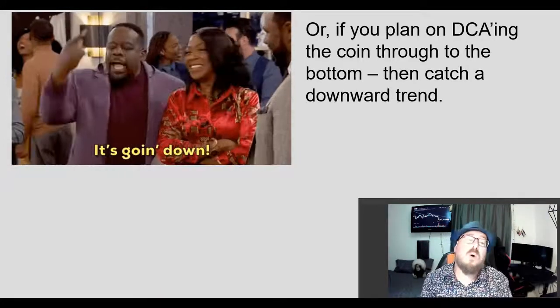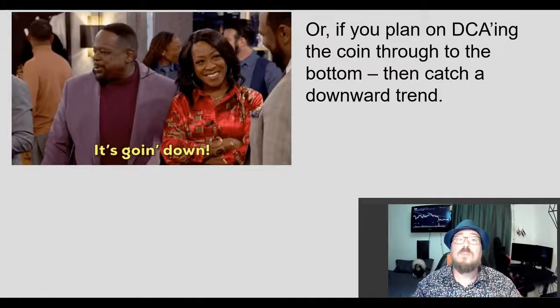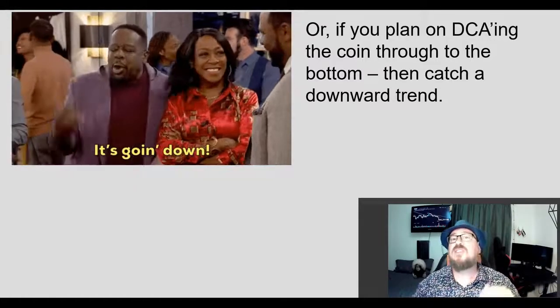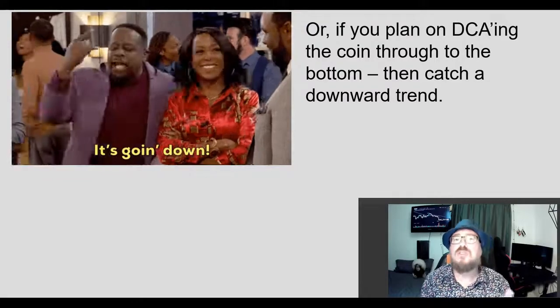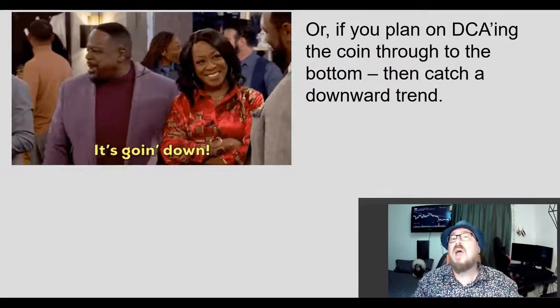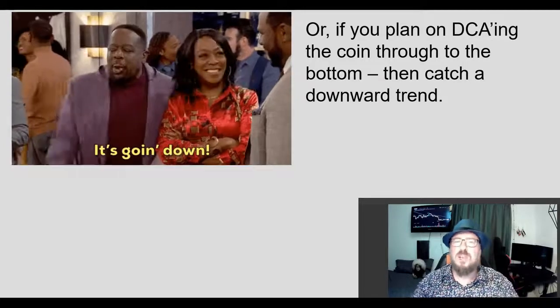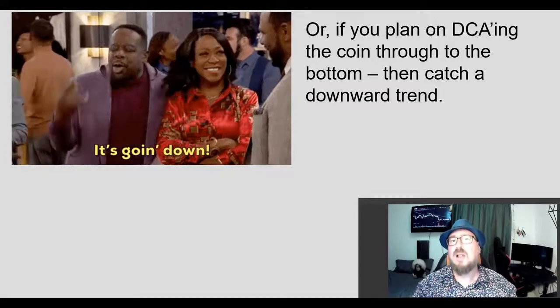The other option, of course, is if the coin happens to be going down in value. If you're using a grid bot, you're essentially just DCAing that coin all the way down. That's right, this is just another way to dollar cost average your coin. It is sensible if you have a sensible coin. It's not sensible if you're using a coin that is never going to ever go up in value.